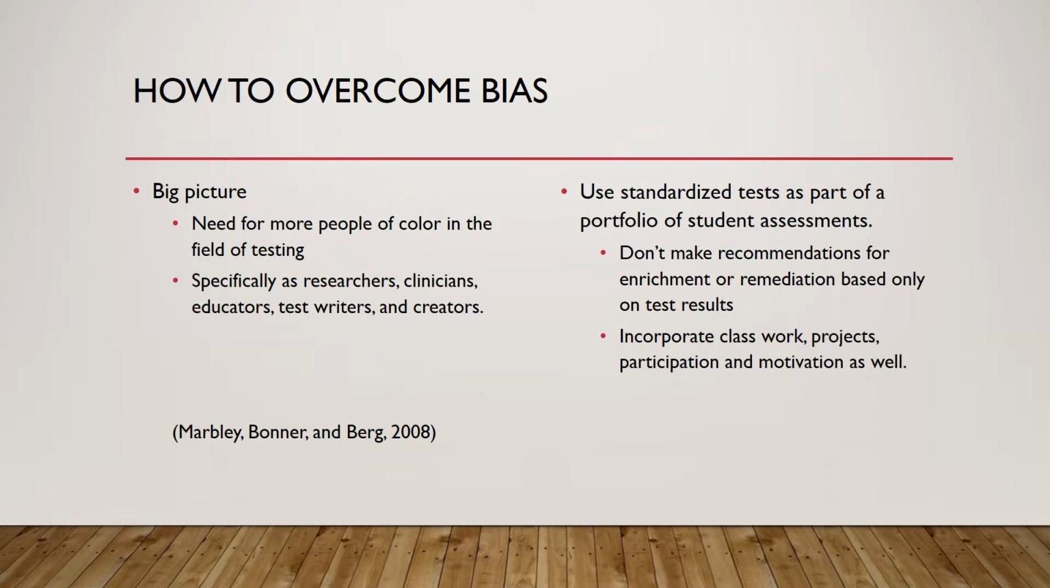So in terms of how to overcome this bias, well, big picture-wise, Marbley, Bonner, and Berg say that we simply need more people of color in the field of testing, and this is going to help eliminate some of this bias that we see. Specifically, they call for more folks as researchers, clinicians, educators, and then test writers and creators to help eliminate some of that bias.